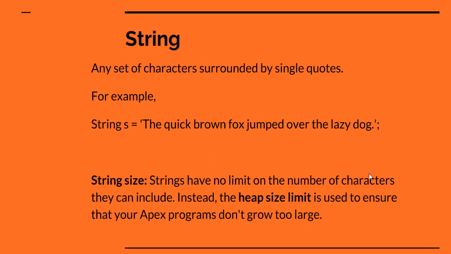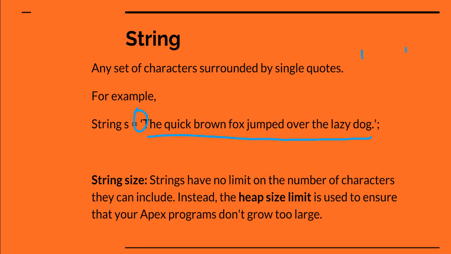And the next one we have is a string. Any set of characters surrounded by single quotes is a string. So anything that you put together in single quotes will be considered a string. Just like this, you are using two single quotes. Any set of characters surrounded by single quotes is called a string type. String s equals, single quote, the quick brown fox jumped over the lazy dog. So these are a set of characters. Here String is the data type, s is the name of the variable, and this is the value for the variable.